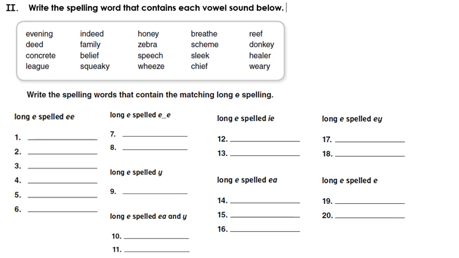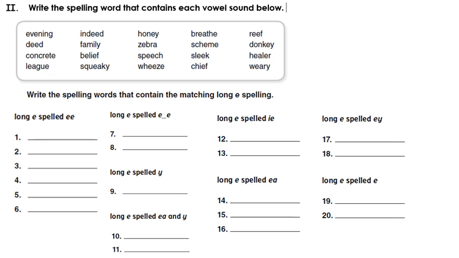Fourth group, long E spelled EA and Y. Group 5, long E spelled IE. Group 6, long E spelled EA only. Group 7, long E spelled EY. And group 8, long E spelled E alone. We start with the words one by one.